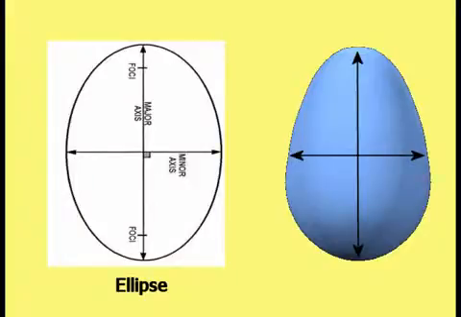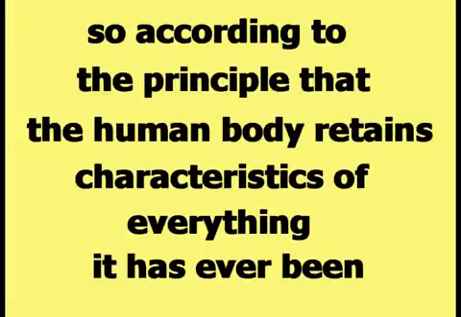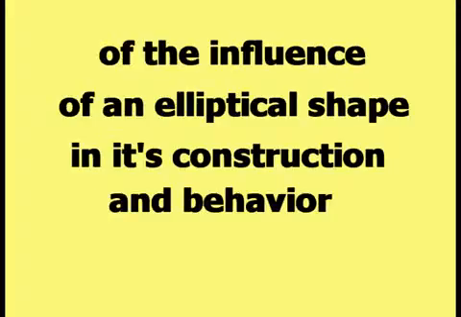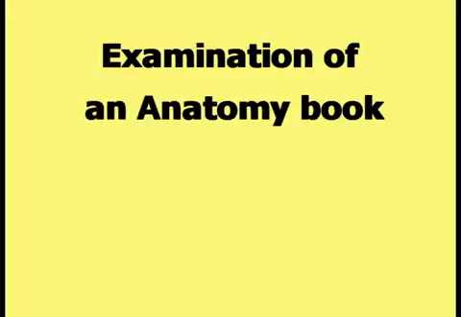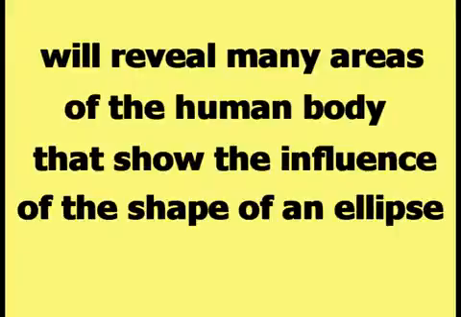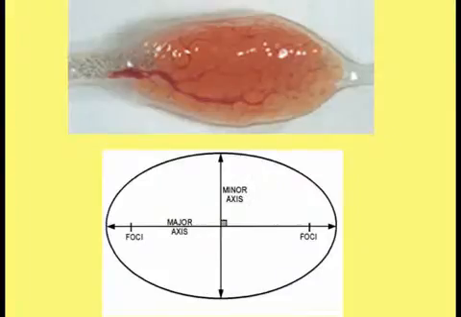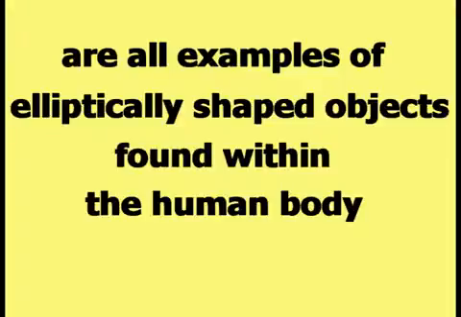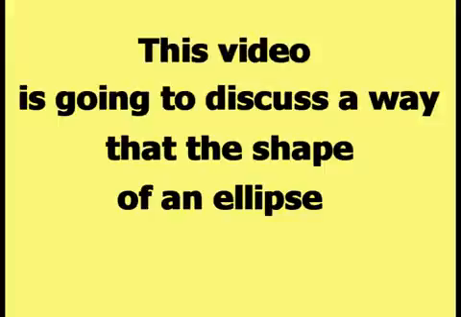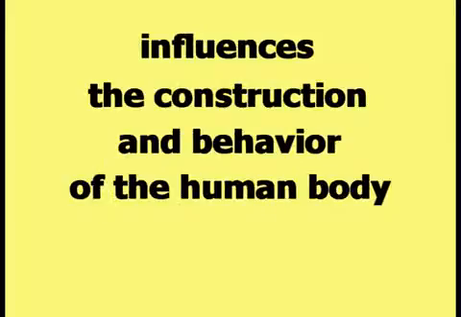An egg has an elliptical shape, so according to the principle that the human body retains characteristics of everything it has ever been, the mature human body should show some sign of the influence of an elliptical shape in its construction and behavior. Examination of an anatomy book will reveal many areas of the human body that show the influence of the shape of an ellipse. The eyes, the male testicles, and the female ovaries are all examples of elliptically shaped objects found within the human body.